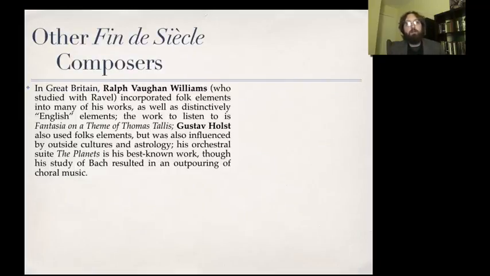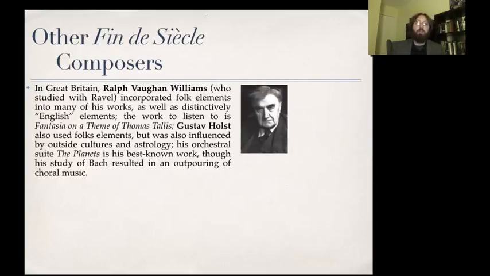Very briefly, a few other composers of the fin de siècle. In Great Britain, we have Ralph Vaughan Williams, who studied with Ravel. He incorporated folk elements into many of his works, as well as distinctively English elements. One work to listen to is Fantasia on a Theme of Thomas Tallis. Not only is it beautiful, but again, it references a past tradition. It references the Renaissance English composer, Thomas Tallis.